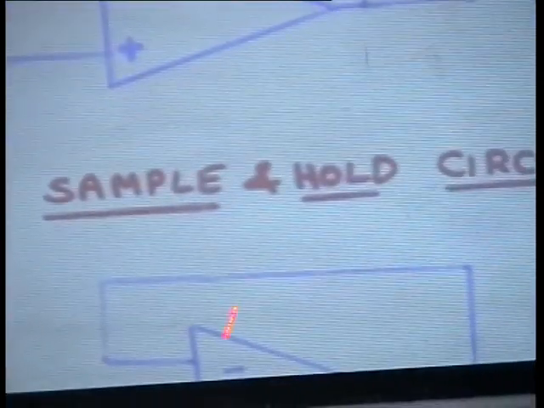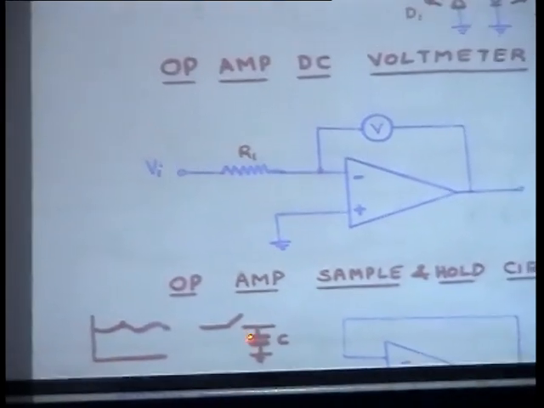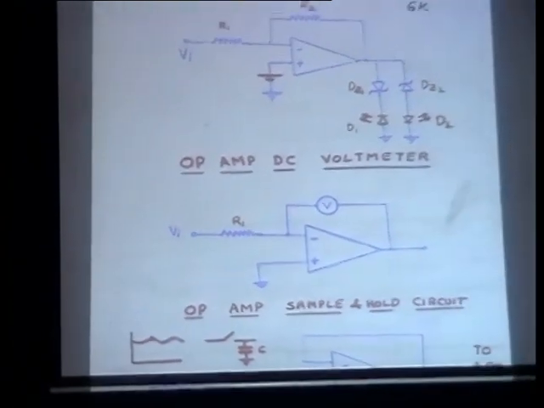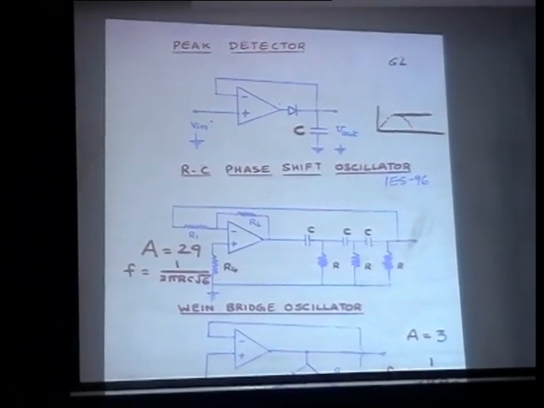Maybe you can use a buffer. So at the input you have a switch, that switch is a MOSFET, then a capacitor, then a buffer, an op-amp buffer. Peak detector.